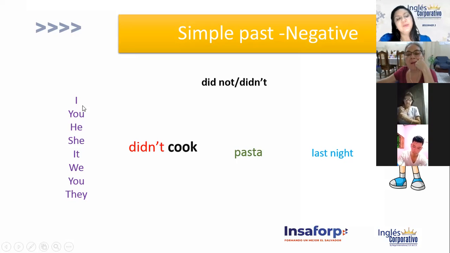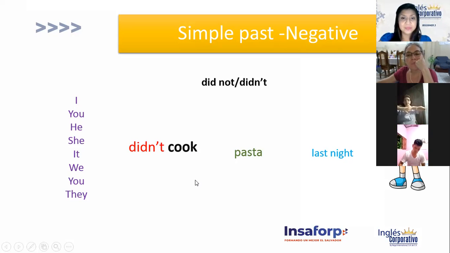Okay? It would be I didn't cook pasta last night. That's a lie. That's false. You didn't cook pasta last night. He didn't cook pasta last night. She didn't cook pasta last night. Entonces, acuérdense, como lleva el auxiliar, entonces el verbo, aquí ya nos dice que está in past. No le agregamos ED. No.